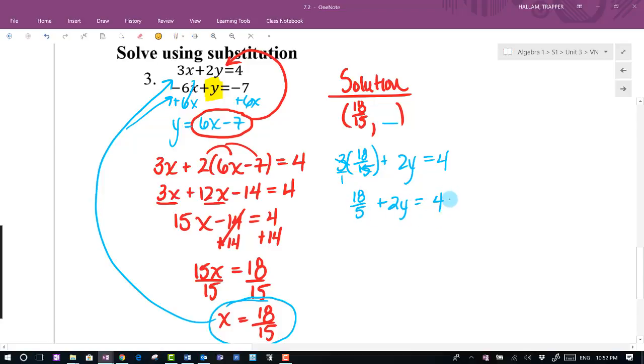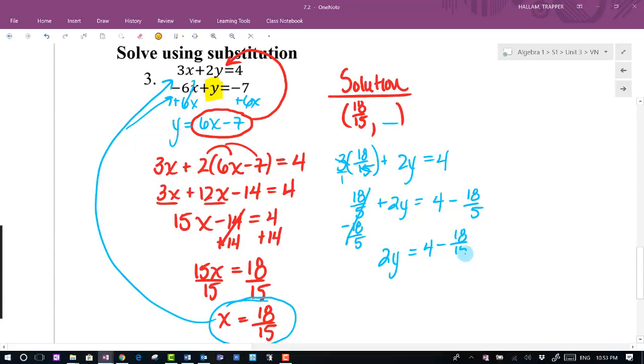I'm going to go ahead and use reverse order of operations here, because I'm solving for this y value, which means that I need to remove any addition and subtractions first before this multiplication of 2. So I'm going to go ahead and subtract 18/5 from both sides. That turns to 0 here, so I'm left with 2y equals 4 minus 18/5.